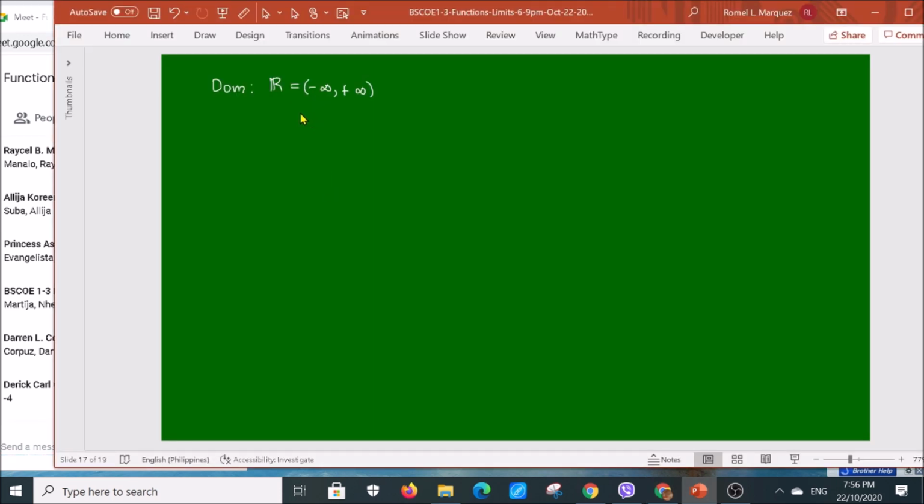Okay, so we now have range. What about the range, guys? What is the range? The range is the set of integers. Always an integer. So this is the set of integers.